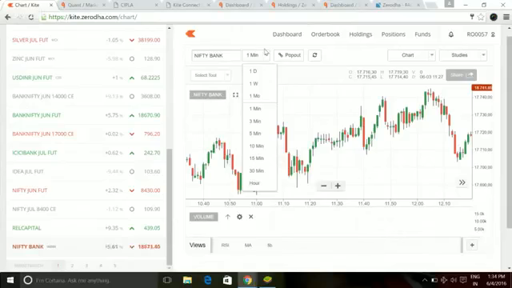Okay, price alerts on Kite. Not right now, but we are working on it. It will probably come, but it'll probably come as a premium feature, right?